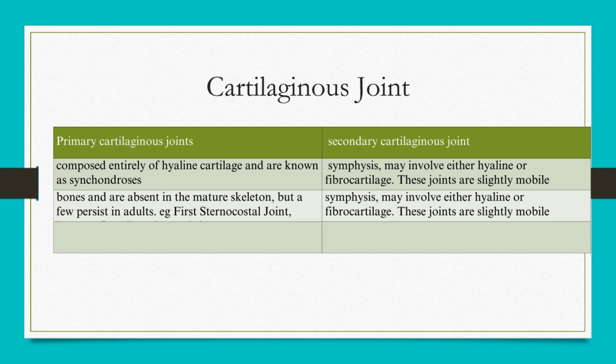Unlike primary cartilaginous joints, symphyses are permanent and provide stability and strength to areas of the skeleton that are subject to mechanical stress. Symphyses allow for limited movement and serve to distribute forces evenly across the joint. Examples of secondary cartilaginous joints include the intervertebral discs between adjacent vertebrae in the spine and the pubic symphysis in the pelvis. Fibrocartilage in symphyses provides shock absorption and flexibility, allowing for slight movement while maintaining structural integrity.